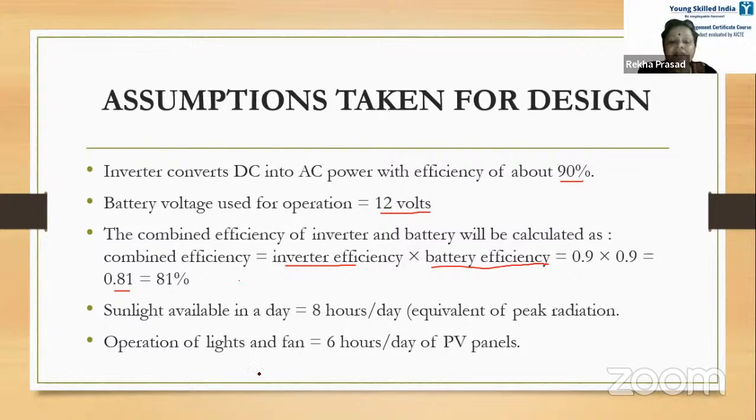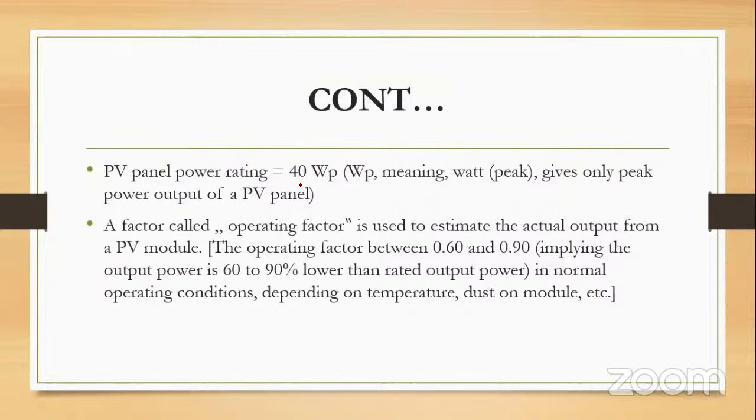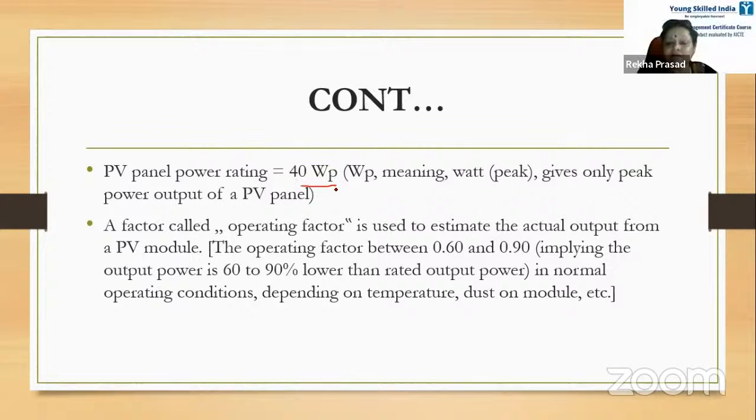Sunlight available in a day is 8 hours per day, equivalent of peak radiation. And operation of light and fan is for 6 hours per day of PV panel. So these are the assumptions which have been taken. PV panel power rating is 40 peak watts. This is an assumption. You can change this assumption, your answer will be different.